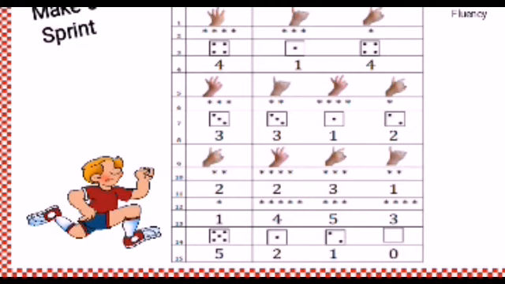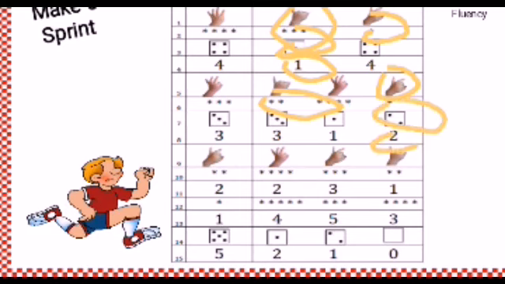Now let's take a look at our fluency. This is a make five sprint. I need you to circle the numbers to make five. We have to be very fast. Circle. Okay, we have to be very fast. Circle.